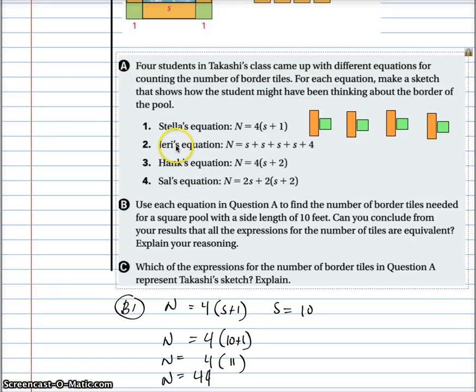Okay, so you're going to continue Jerry's, Hank's, and Sal's equations with the same types of drawings. Make sure you write their equations next to it so that way you know what your drawing is representing.